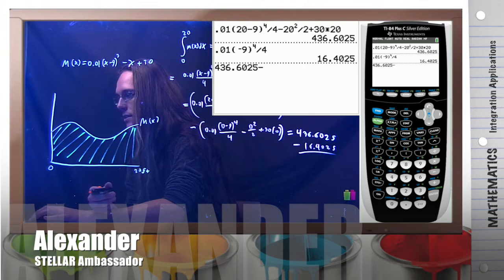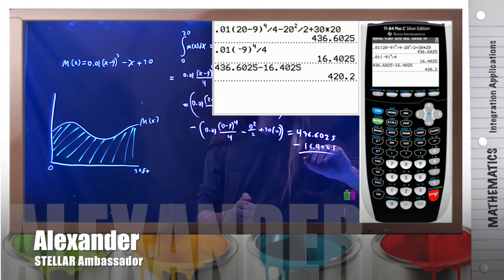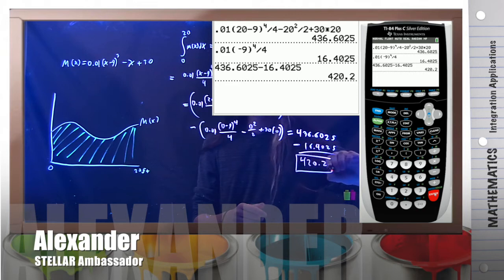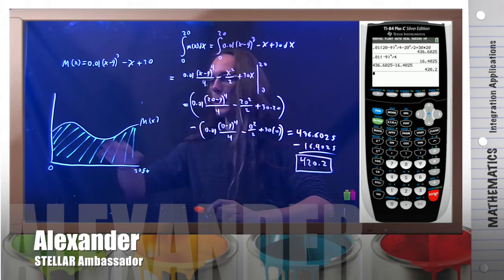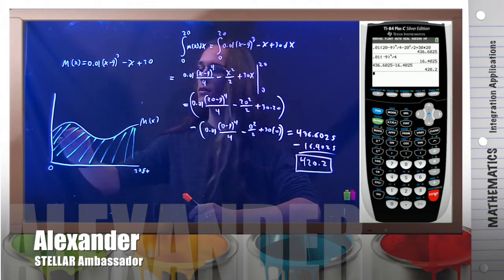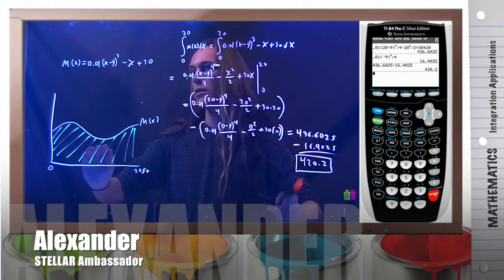And then just do the subtraction. That minus that. And we get 420.2. So the area underneath this mural that we would paint with just plain old paint below the mural is 420.2.